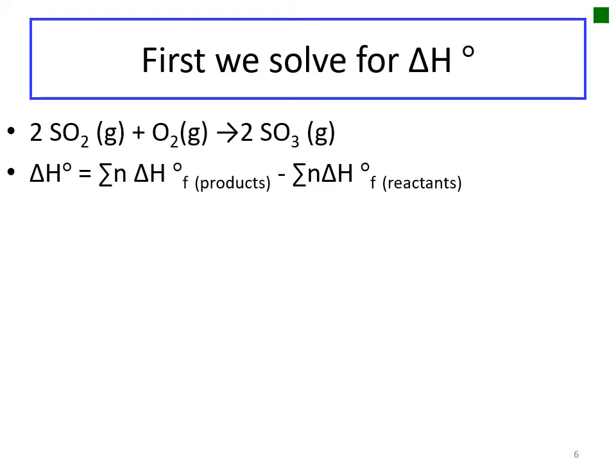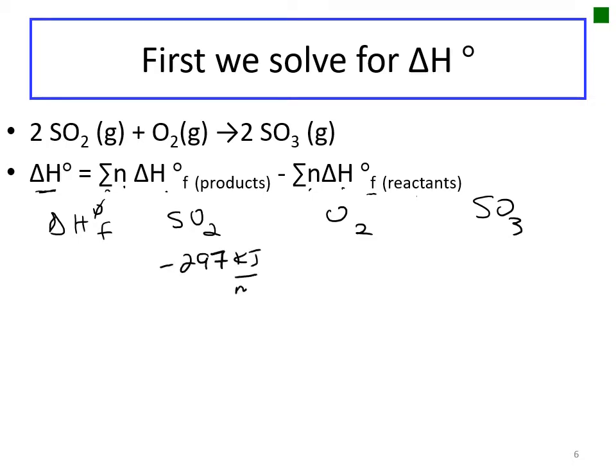We know that to solve for delta H is the sum times the moles of the products minus the sum times the moles of the enthalpies of formation of the reactants. We need to look these up. So when we look these up, we're going to find delta H not of formation. And if we tabulate these, and we have SO2, O2, and SO3, SO2 is minus 297 kilojoules per mole. Oxygen here is going to be 0, and SO3 is minus 96 kilojoules per mole.